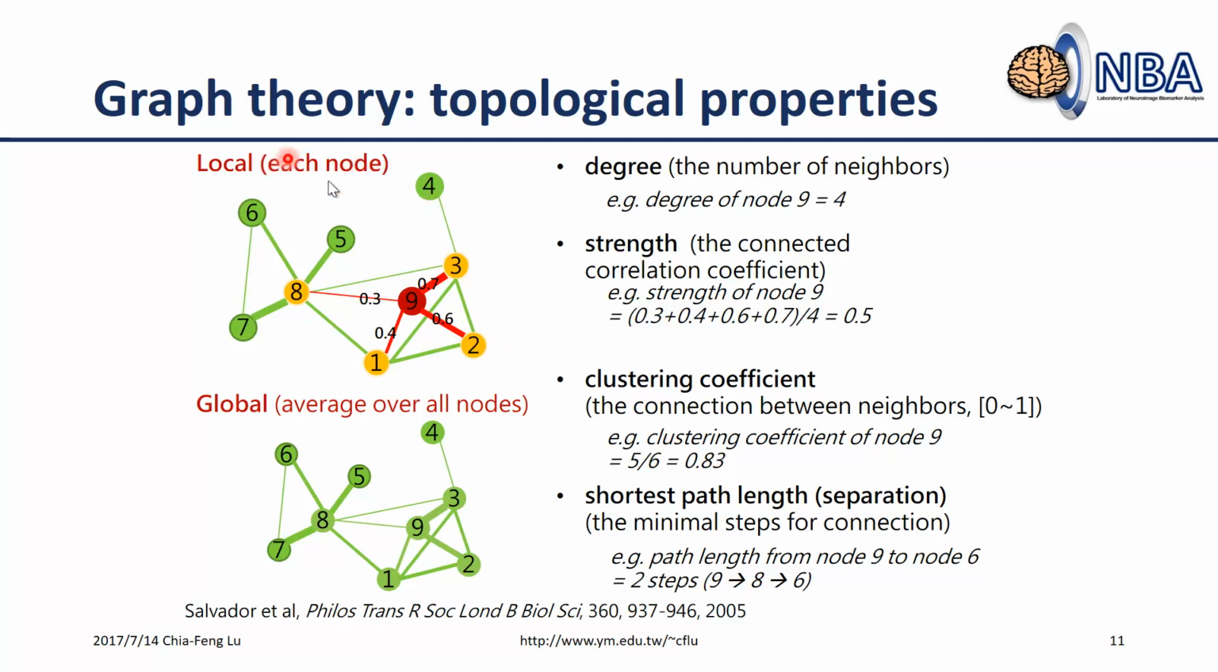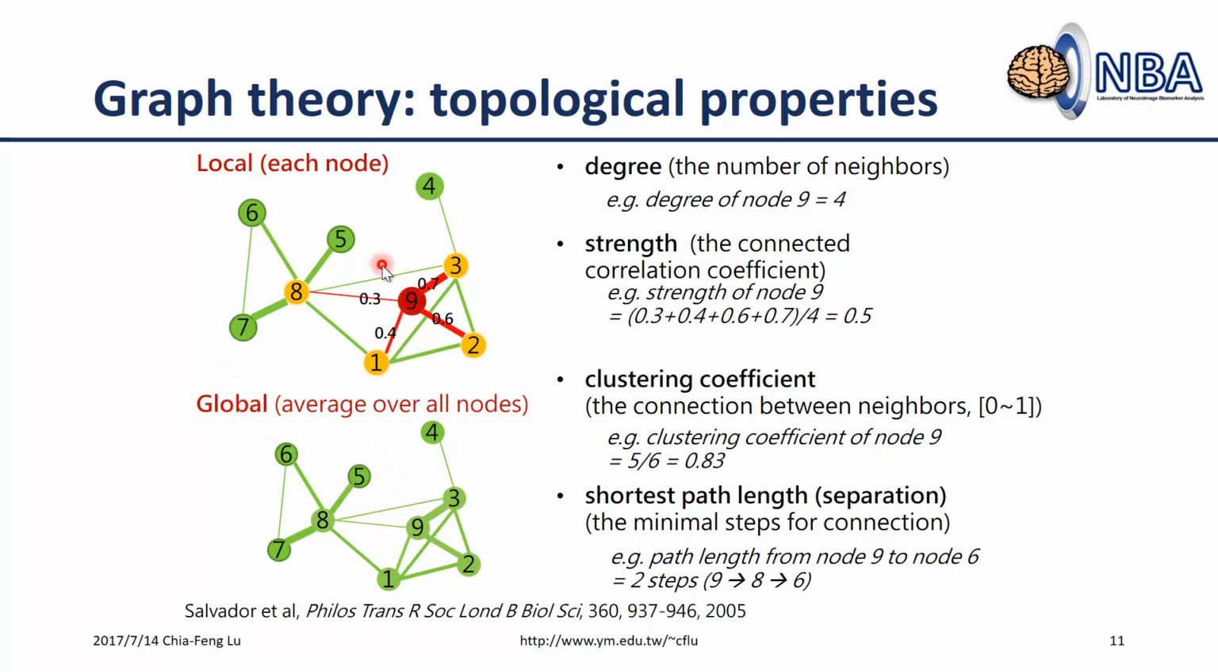We can focus on a specific node, for example, node 9 right here. Or we can calculate the global properties. That means after calculating all the local values, we can take the average number. We try to give a single summarized value to claim what kind of property this network has. Okay, so these are the global properties.